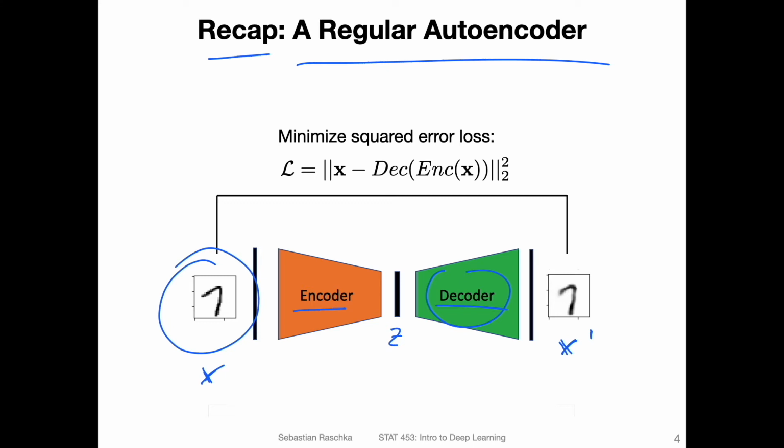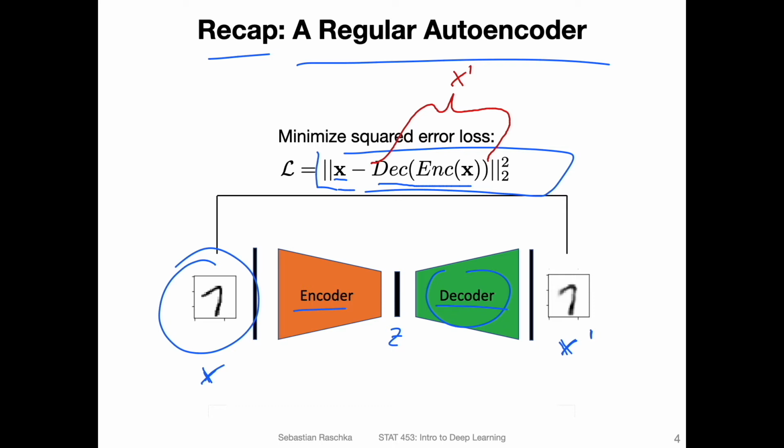And one way is, for instance, using the squared error or mean squared error. So here I'm writing this as the L2 difference. The difference between X, the input, and here how I've written this, it's encoding X and then decoding X. So this whole thing here resembles X prime. So I'm minimizing the squared difference between those two.